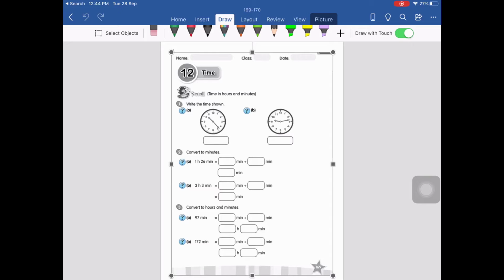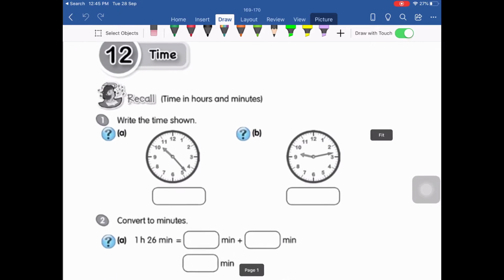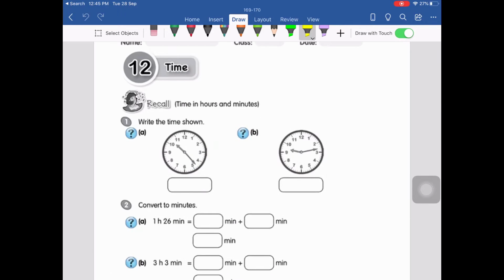Targeting Math Workbook 4B, page 169. Let's look at time. We are going to recall what we have learned in Primary 3. The time as shown on this clock in terms of hours and minutes.